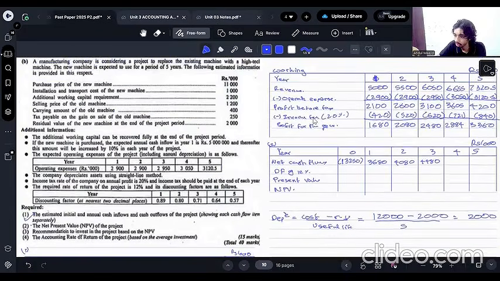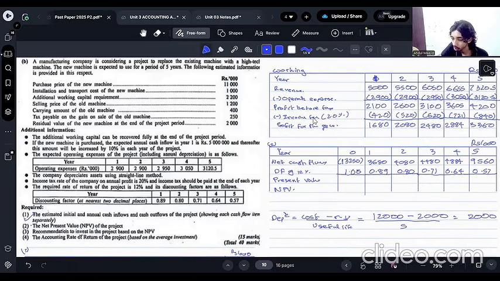Year 4, 4,884. Year 5, 9,560. Now the discounting factor always for year 0 is 1. That means 1 rupee today will always be equal to 1 rupee today, right? That will not change. Then year 1, it's going to be 0.89, 0.80, 0.71, 0.64, 0.57. And when you multiply this discounting factor with the net cash flow, you can get the present value for each year.